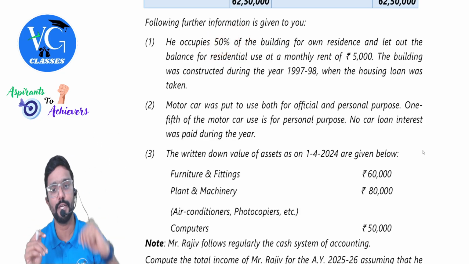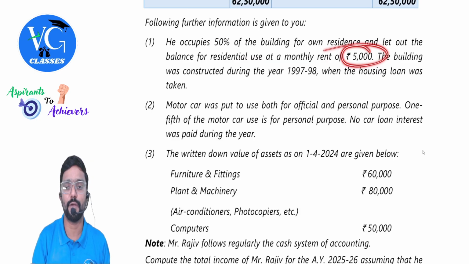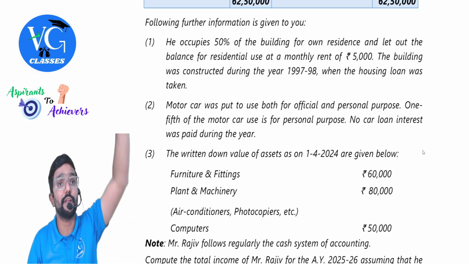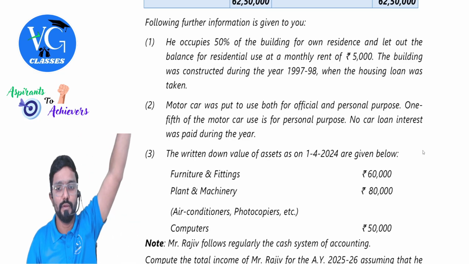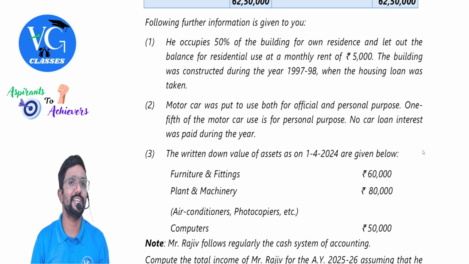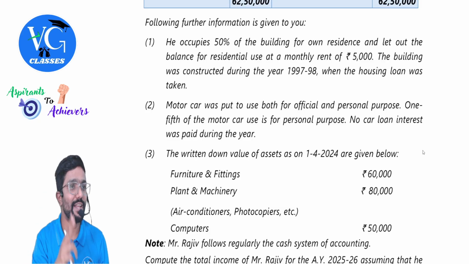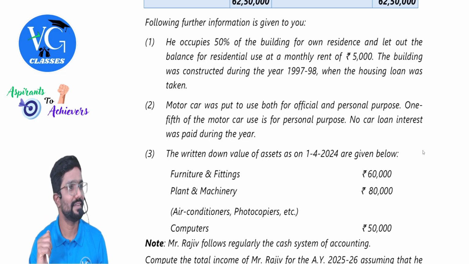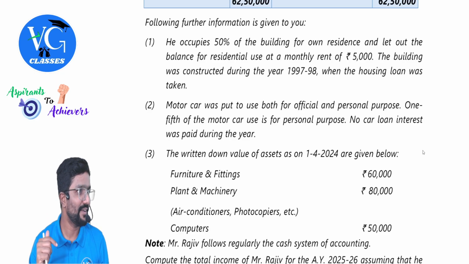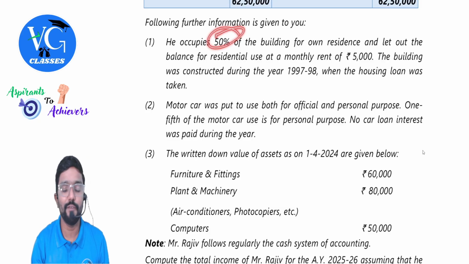Another 50% is let out for a monthly rent of 5,000. The building was constructed during the year 97-98. See when the housing loan was taken. For a self-occupied property, what is the maximum interest allowed? 30,000, because 2 lakh is allowed only if the loan is taken on or after 1st April 1999.